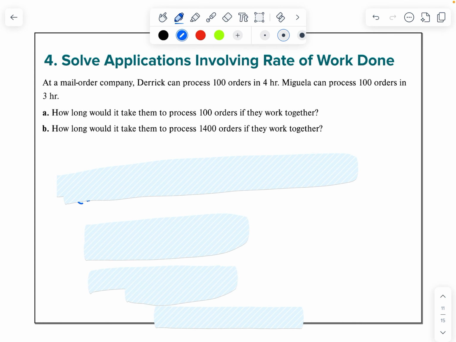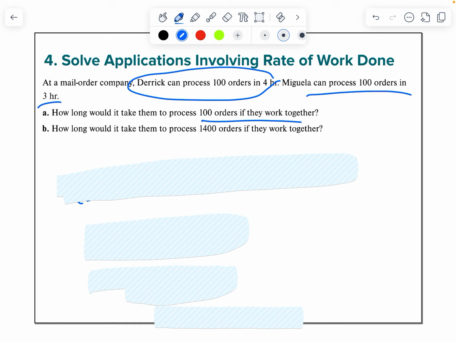All right, rate of work done. These are a little bit challenging. We've got a mail order company. Derek can process 100 orders in 4 hours. Michaela can process 100 orders in 3 hours. How long would it take them to process 100 orders if they work together? This is part plus part equals whole still, right? It's part plus part equals whole.